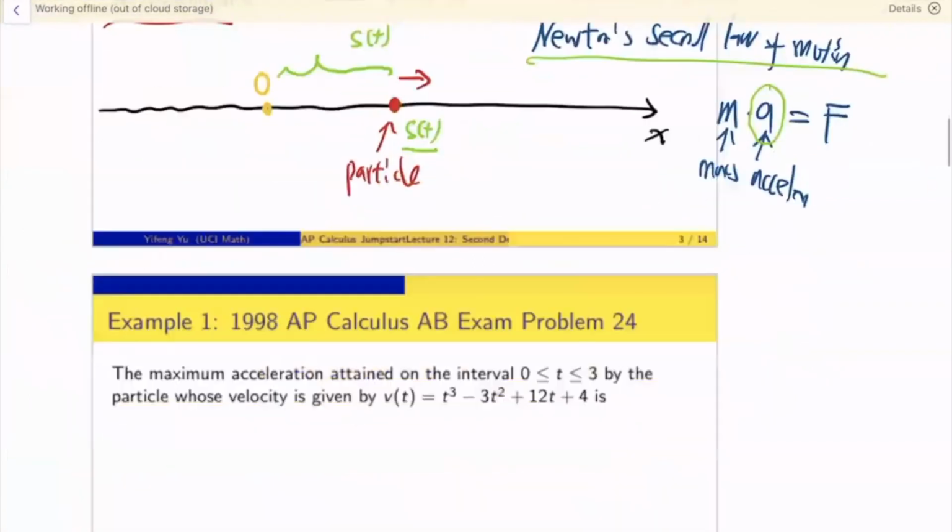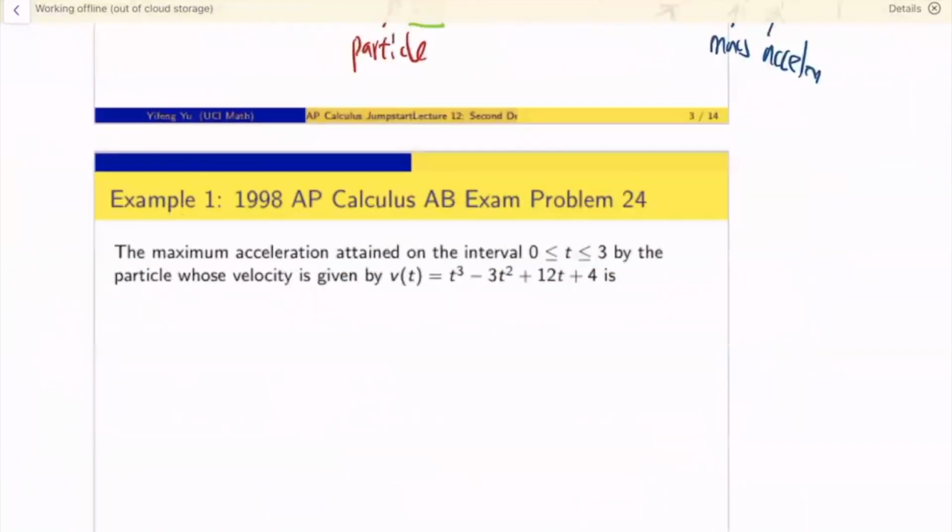All right, now let's look at a math problem from a past AP Calculus AB exam. Here we have a particle. What we know is the velocity, not the position, the velocity given by this. Based on this piece of information, we want to find the maximum acceleration. So we know the acceleration, right? Let's do it.